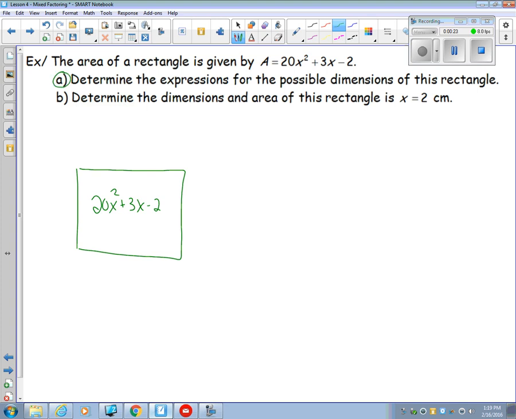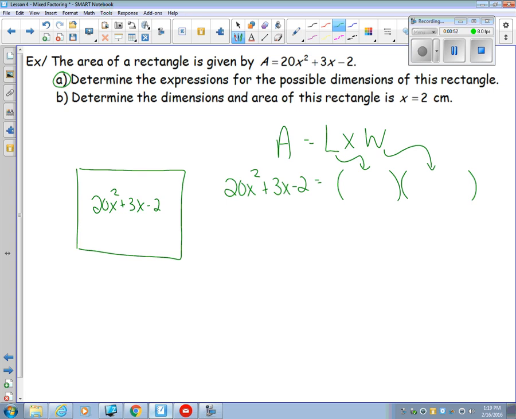Now the reason it says possible dimensions is, I don't know what x is. X can change according to the question. But one thing I do know is to find the area of a rectangle, that's the length times the width. In other words, if I can take an expression that looks like this and turn it into two things multiplying, maybe something that looks like this, I'll have expressions for the length and the width. And how do I do that? Well, that looks like factoring to me, right?